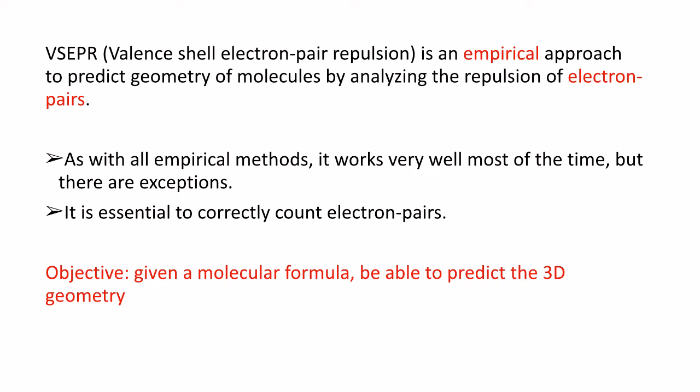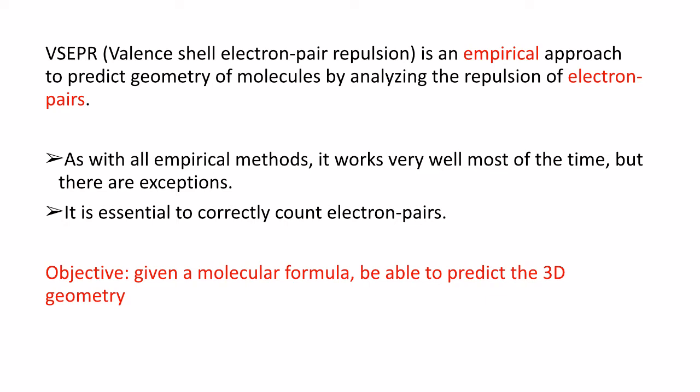VSEPR theory is called valence shell electron pair repulsion. It is an empirical approach to predict molecular geometry by analyzing electrostatic repulsion of so-called electron pairs. Now, as with all other empirical methods we have discussed and we will be discussing in the future, it works very well most of the time. I would say 95% of the time, especially for main group compounds. But there are indeed exceptions. Okay? Typically, those are cases where repulsion between different pairs becomes too complicated to analyze analytically.